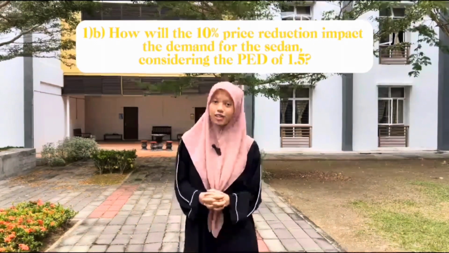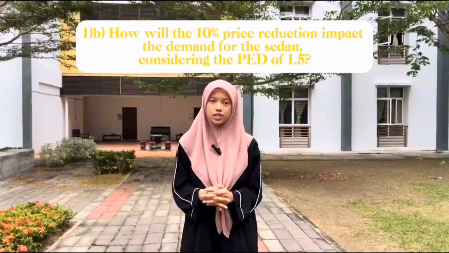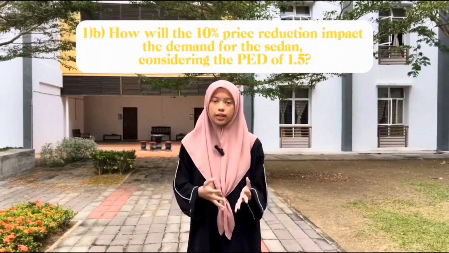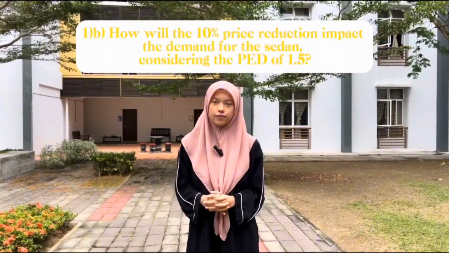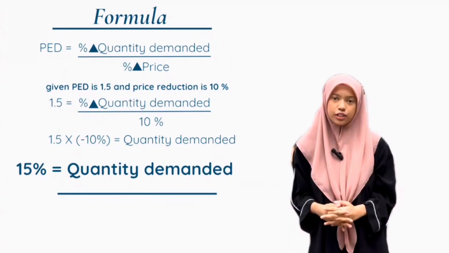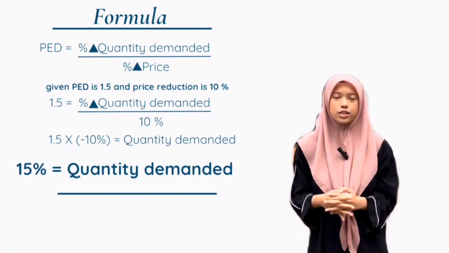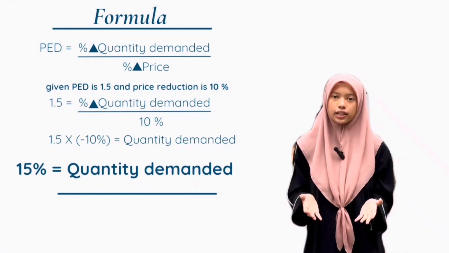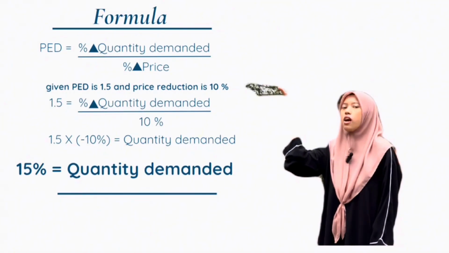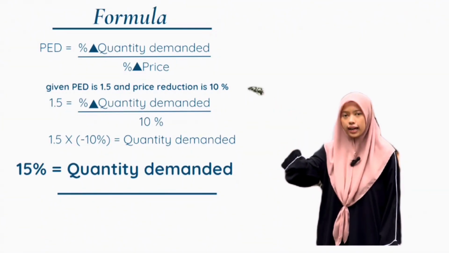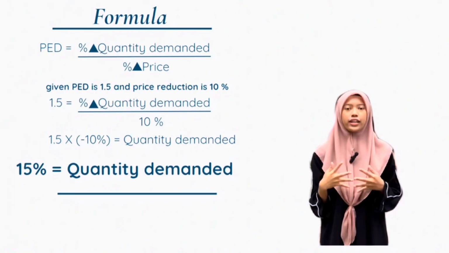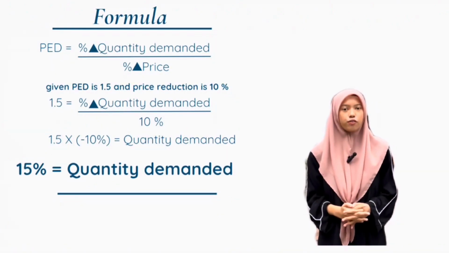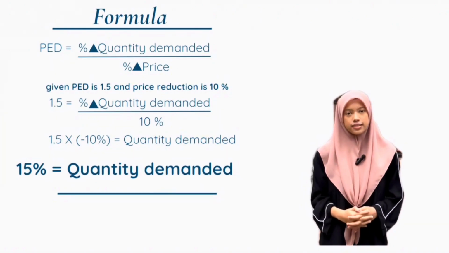Okay, for the next question, how will a 10% price reduction impact the demand, considering the PED is 1.5? To solve this question, we need to first find out the percentage change in quantity demanded. By using this formula, which is quantity demanded over price, and all the information given, we finally get the percentage change in quantity demanded as 15%.